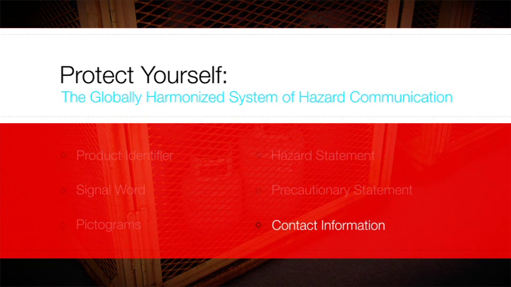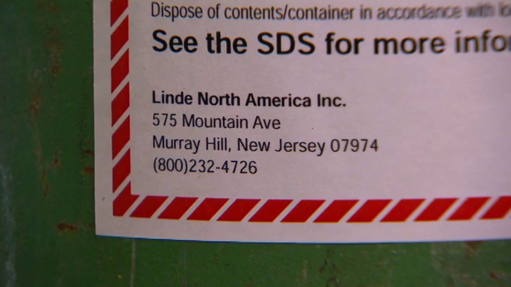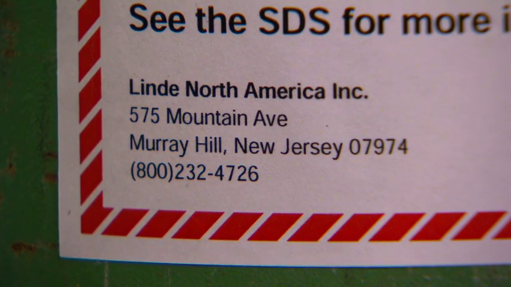The contact information on the label lists the chemical manufacturer, importer, or other responsible party's name, address, and telephone number in case you need to contact them for any reason related to that chemical. If you need more information or you have a question that isn't answered on the chemical label, the next step is to go to your company's hazard communication program.